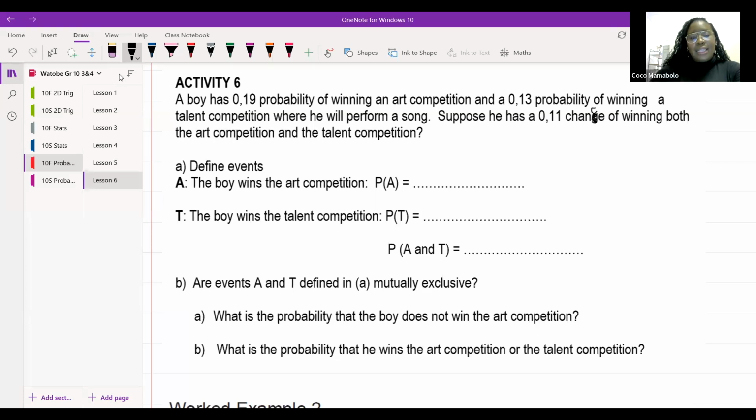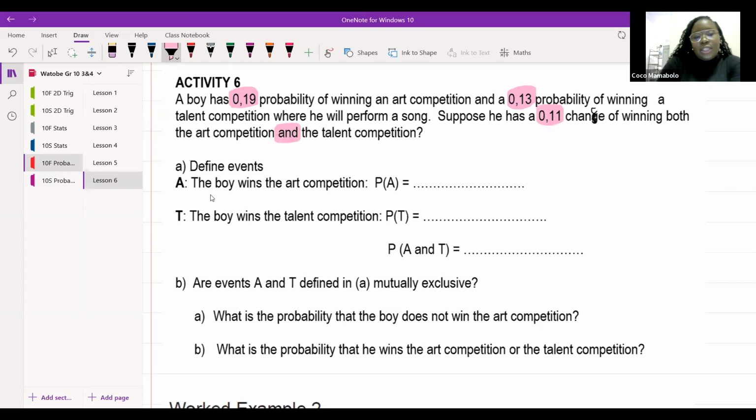All right, excellent. I'm going to assume everybody's read the scenario right now, so we're going to continue with this question very quickly. It says here, a boy has a 0.19 probability of winning an art competition, a 0.13 probability of winning a talent competition where he will perform a song. Suppose he has a 0.11 chance of winning both the art competition and, what does this "and" tell us, peeps?